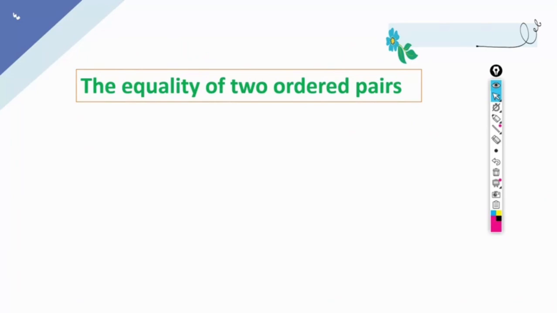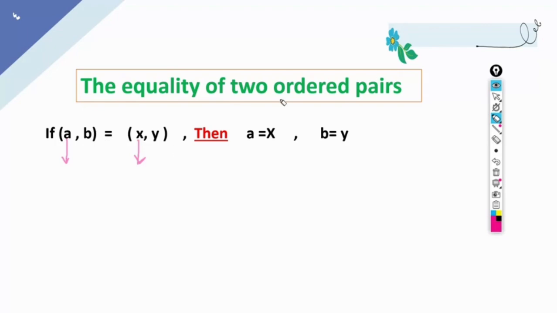We have a new part called the equality of two ordered pairs. If we have the ordered pair (A, B) equal to the ordered pair (X, Y), we deduce that A and X are both first projections, so A equals X. And B and Y are both second projections, so B equals Y. Yes, A equals X, B equals Y.